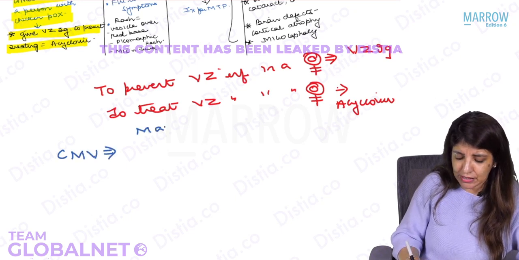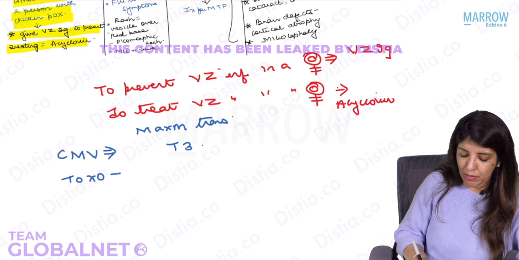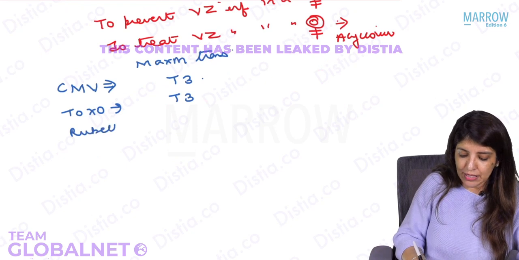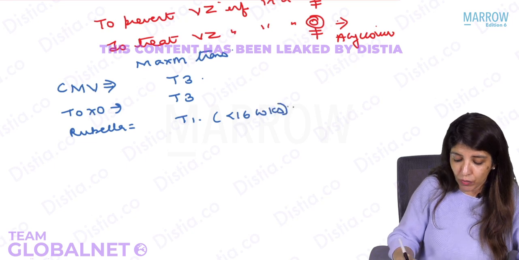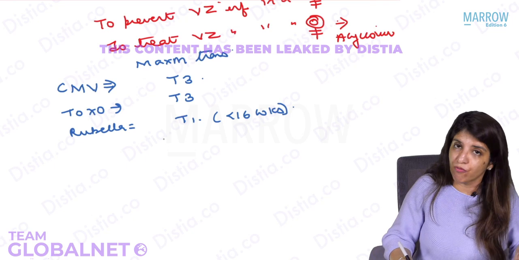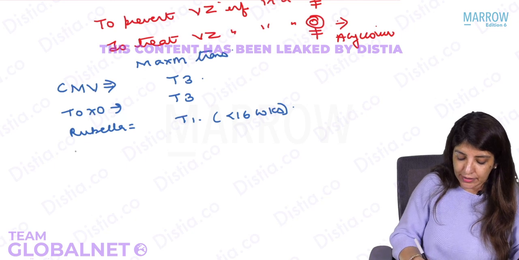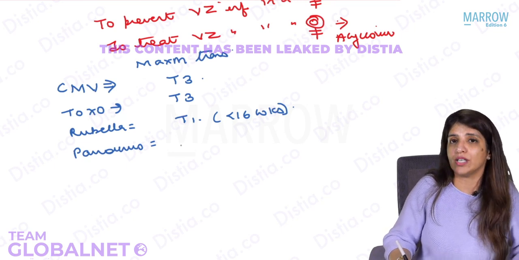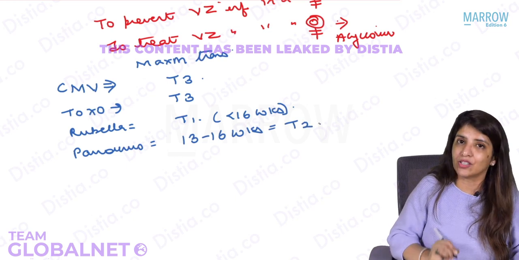Varicella zoster maximum transmission is going to happen in third trimester. Toxoplasma's maximum transmission happens in third trimester. Rubella's maximum transmission happens in first trimester, especially less than 16 weeks, and the most severe is also going to happen in first trimester, and it leads to congenital rubella syndrome. Then parvovirus infection, most severe when it is going to lead to non-immune hydrops fetalis is 13 to 16 weeks, that is second trimester.